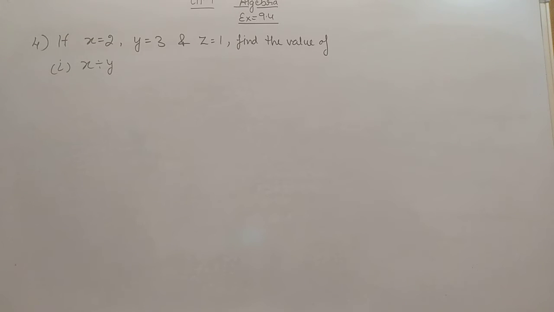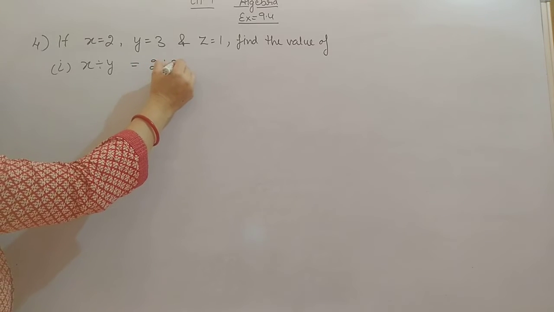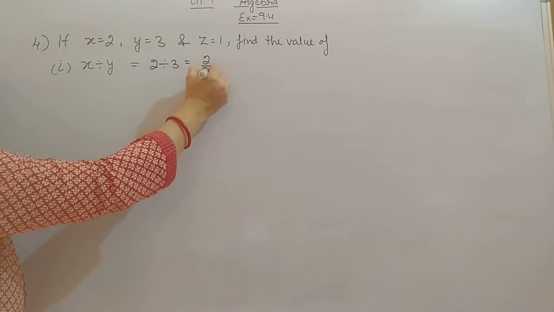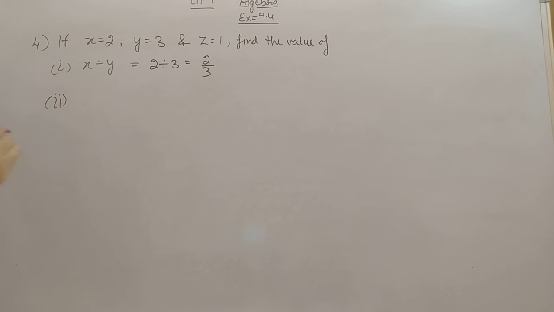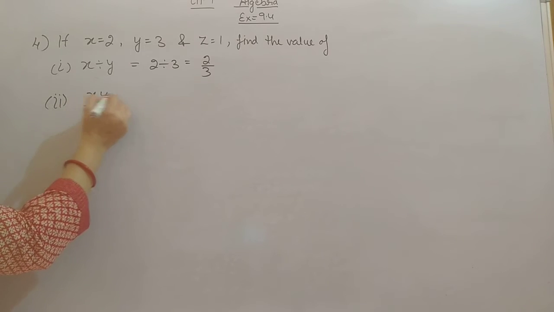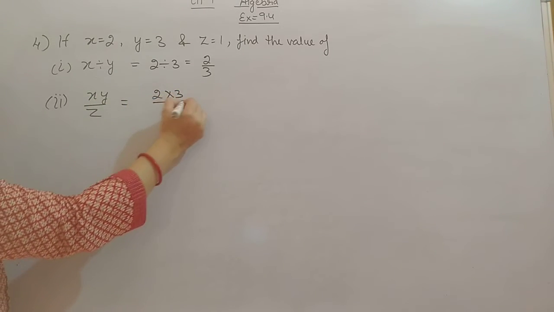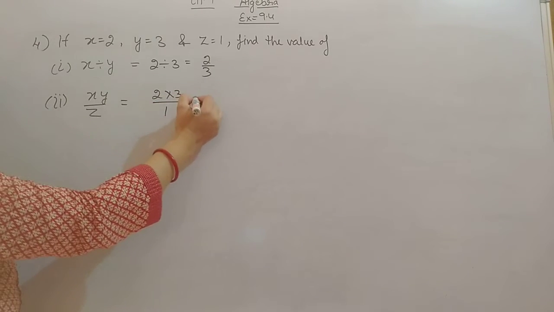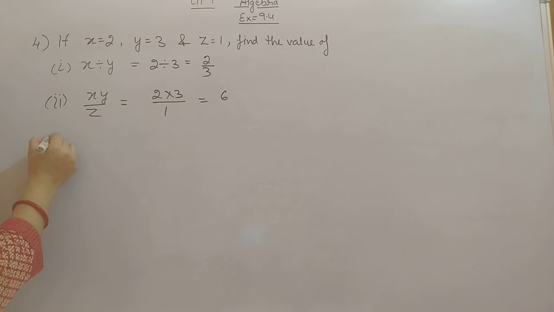Next question number 4. If x is 2, y is 3 and z is 1, find the value of x divided by y. X divided by y means 2 divided by 3, which we can write like this, 2 by 3. Second part, xy by z. Xy means we have to multiply x and y. 2 into 3 by z, value is 1. 2 into 3 is 6, and by 1 is not compulsory to write.